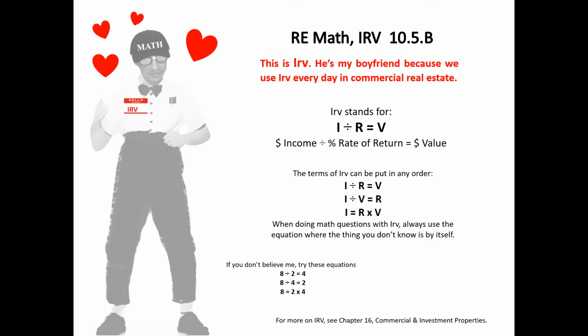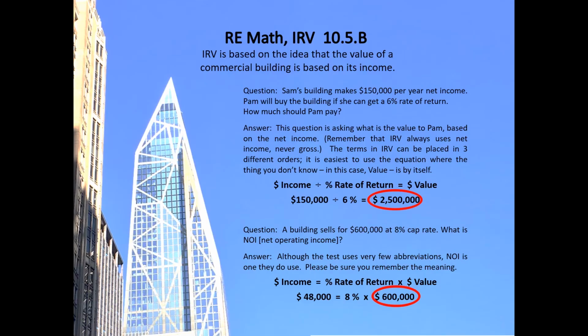Now, the terms of IRV can be put in any order. I divided by R equals V, I divided by V equals R, or I equals R times V. How do you know which one to use? Well, when you're doing math questions with IRV, always use the equation where the thing you don't know is by itself. So in other words, if you don't know value, make sure that value is alone on one side of the equation. IRV is based on the idea that the value of a commercial building is based on its income.